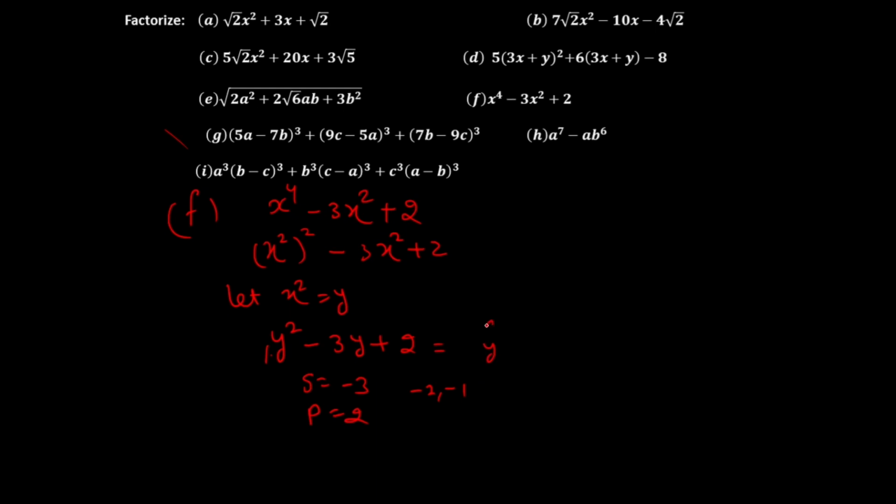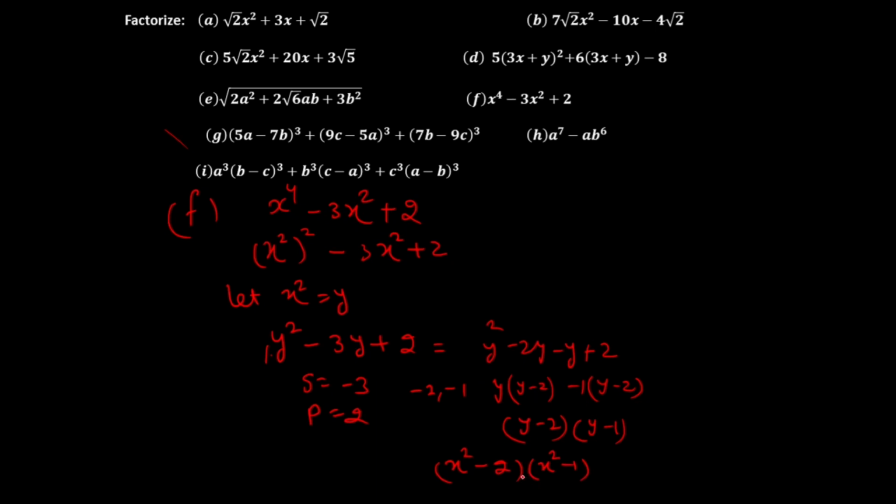This value is y square minus 2y minus y plus 2. What is the common part here? Y is common, so y minus 2, here is minus common. So the two factors are y minus 2 and y minus 1. But what is y? Y is x square. Correct. So write it properly: x square minus 2 and x square minus 1.